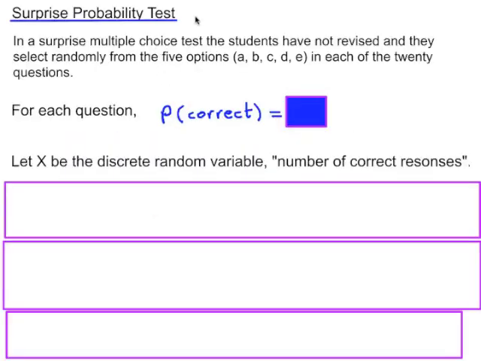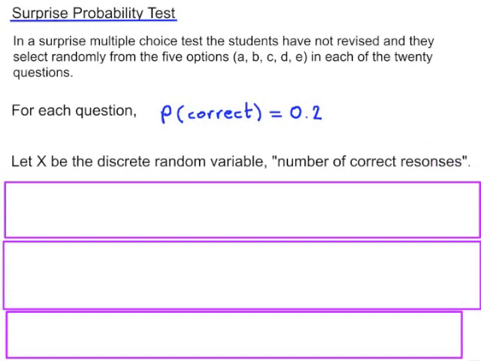You may have seen this illustration before where a teacher surprises her students with a test, and it's a multiple choice test. The students haven't revised and so they guess each answer. There are 20 questions and each question has 5 options. So if we think about each individual question, the probability of a student getting the correct answer is 0.2.